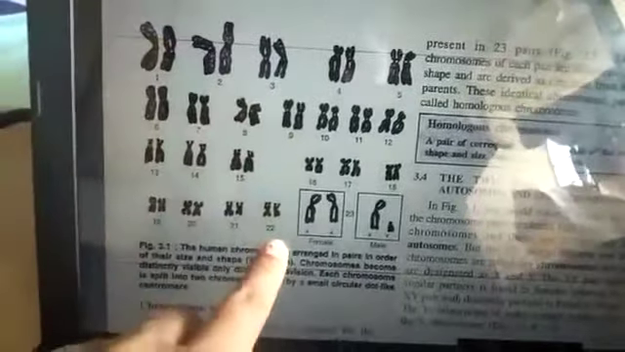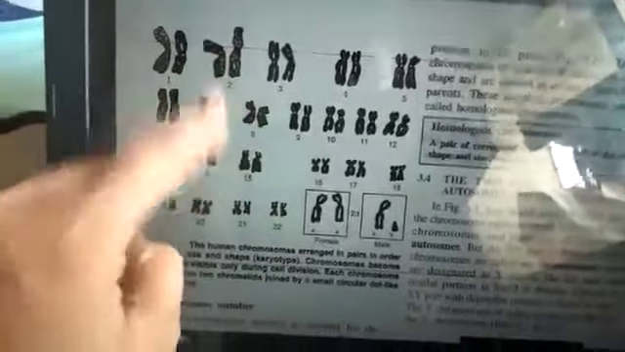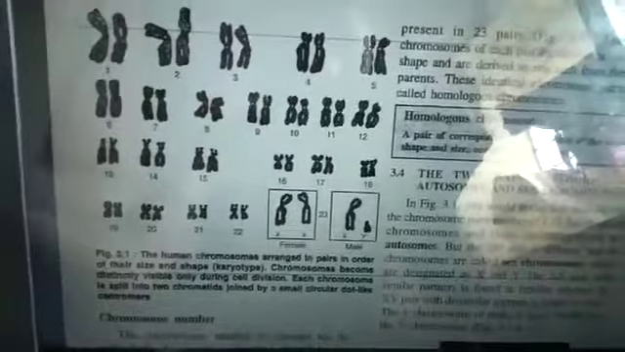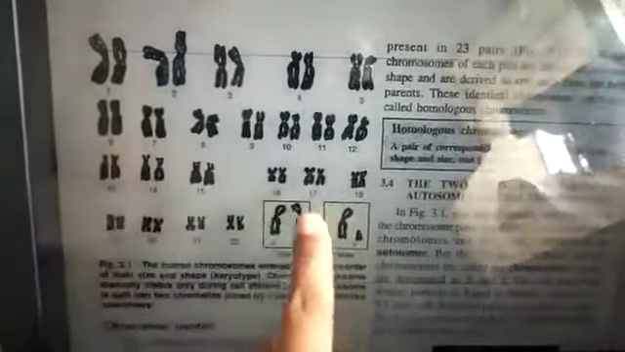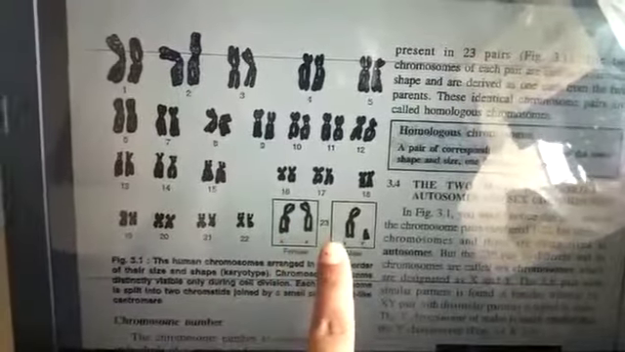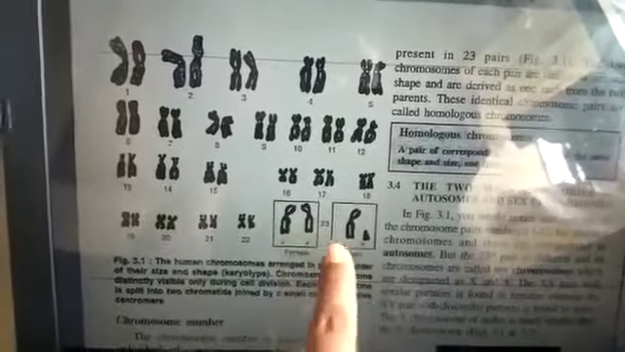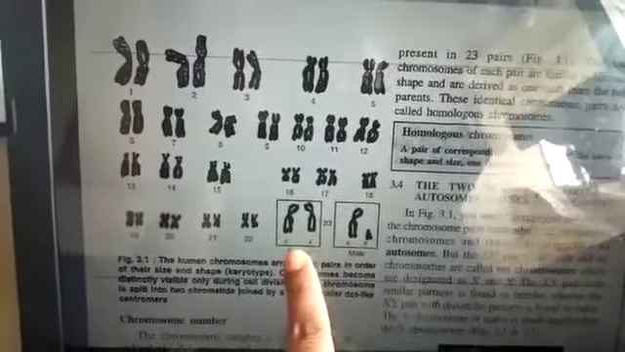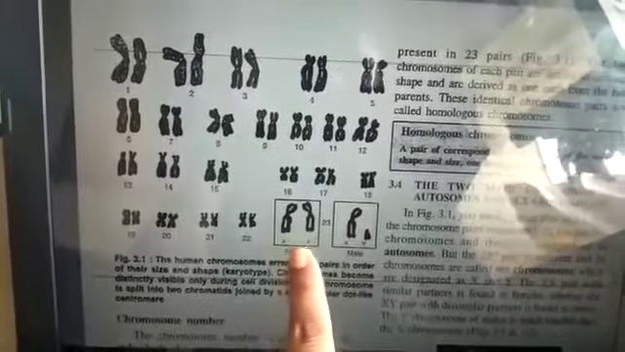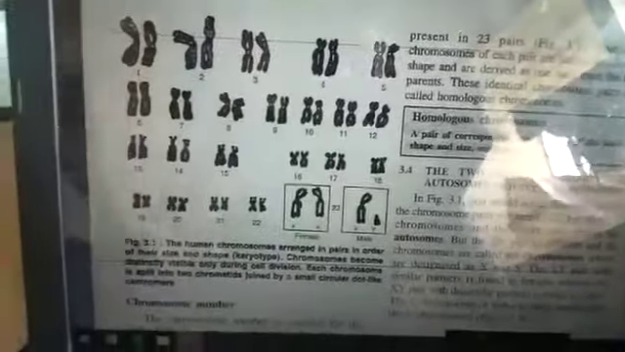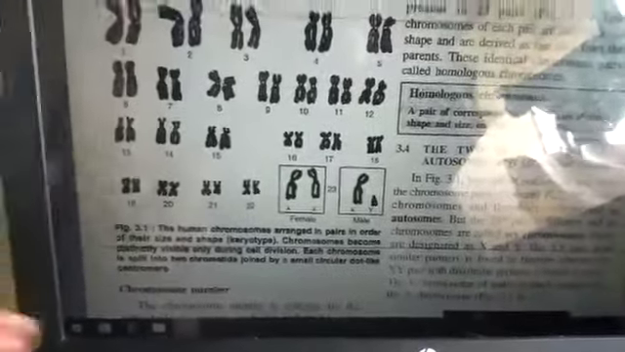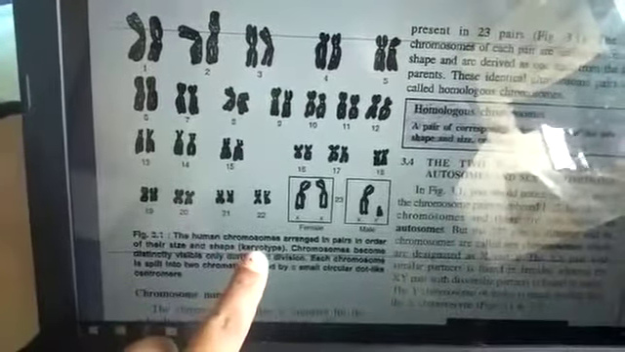Clear? Of these 23, 22 are called autosomes, which are responsible for the physical characters, as you have seen right now in the table, while the rest of the one pair, the 23rd pair, is for the sex chromosome. In female we have X and X, while in male you have X and Y. It depends on the kind of the mixing. Clear? The structure and study is altogether called karyotyping.